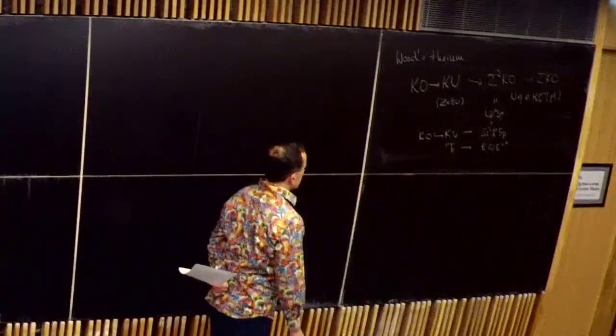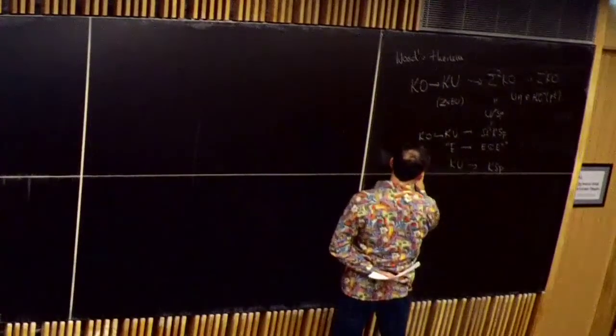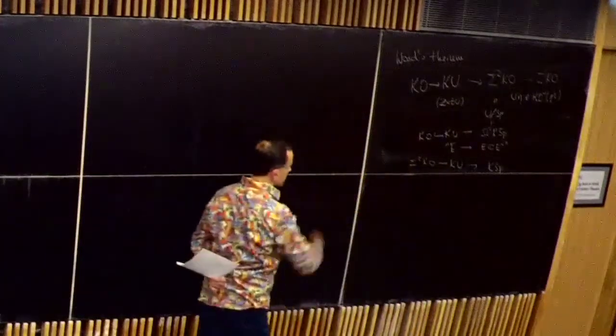Let's step back to meaning the loop twice, because of Bott periodicity I only need to write KU here. Here I will need to write sigma 2 of KO in the fiber. So the same sequence shifted in dimension.